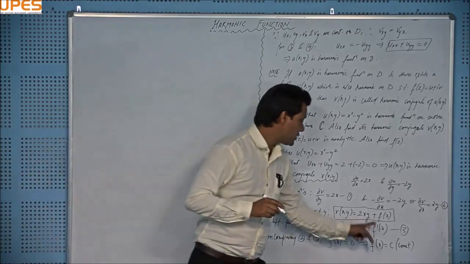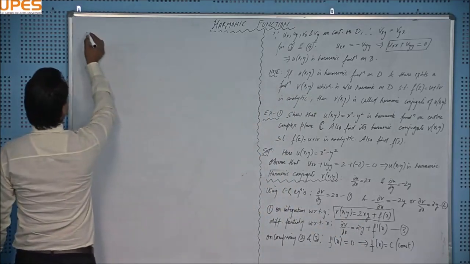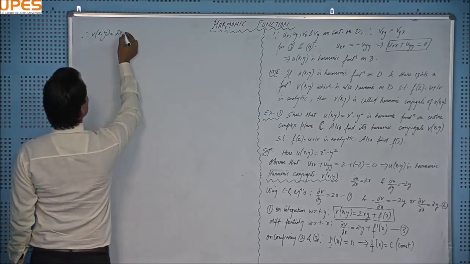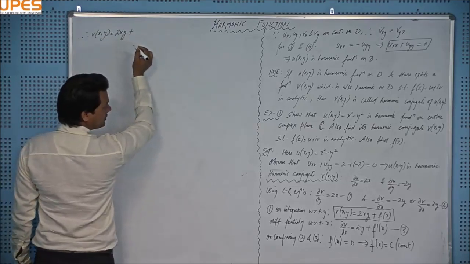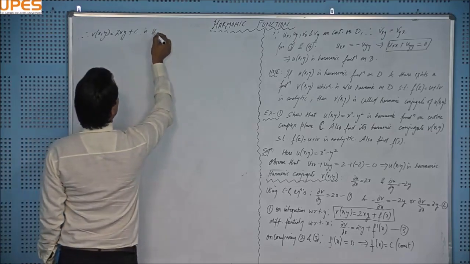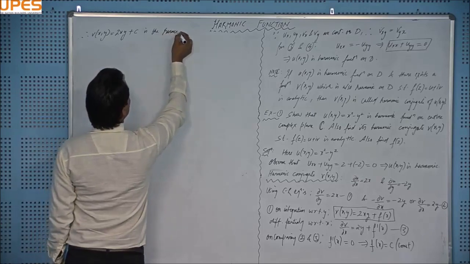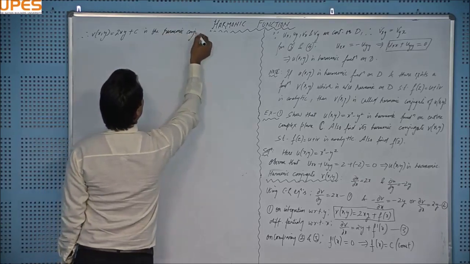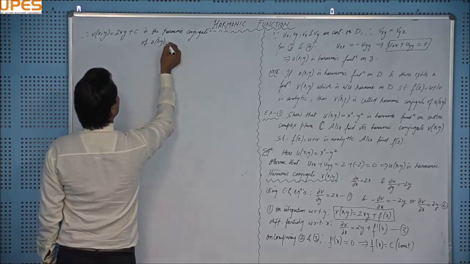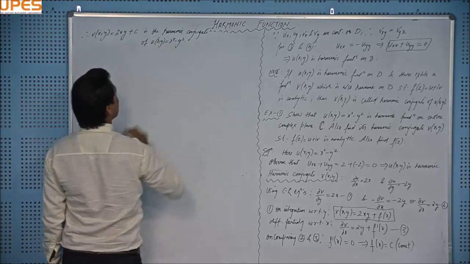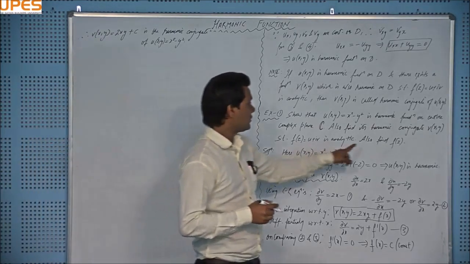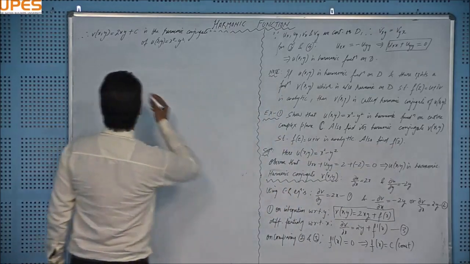Putting this f x is equal to c here in my v, therefore v x y equal to 2xy plus value of f x, that is c, is the harmonic conjugate of u x y equal to x square minus y square, right? So this is our second part. Now the third part, find f z, right? And that is very easy.